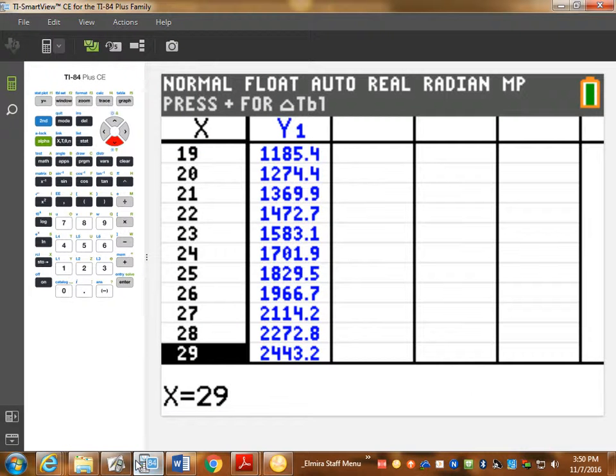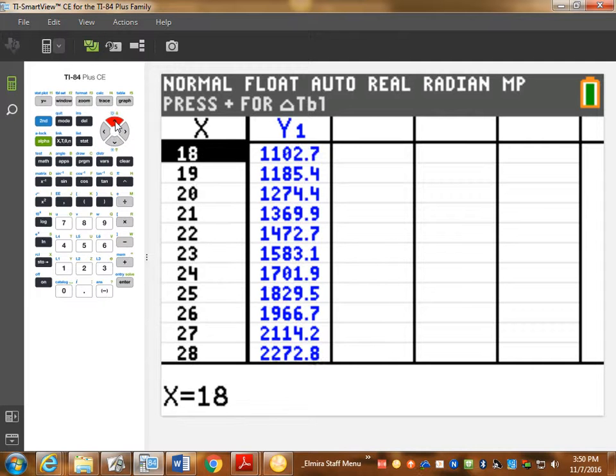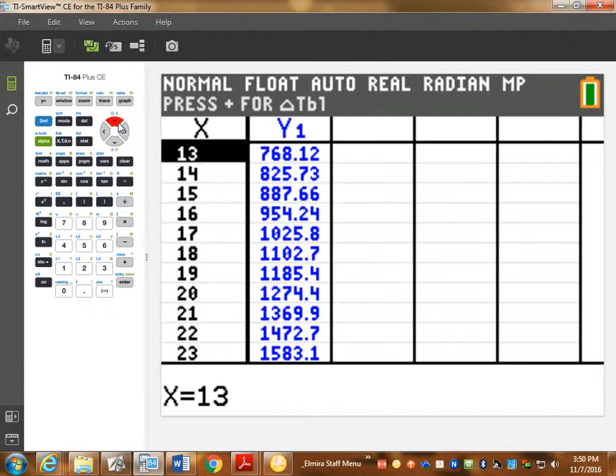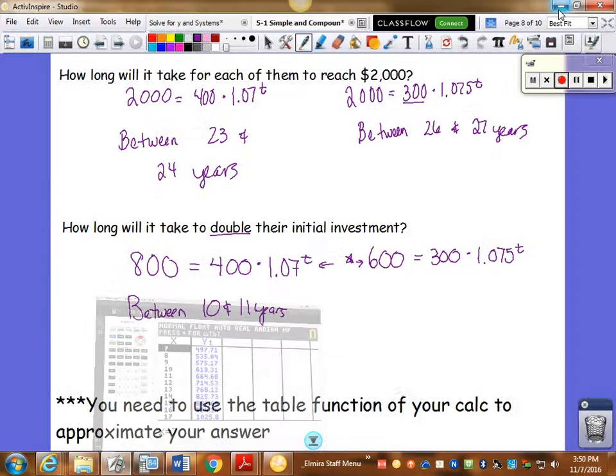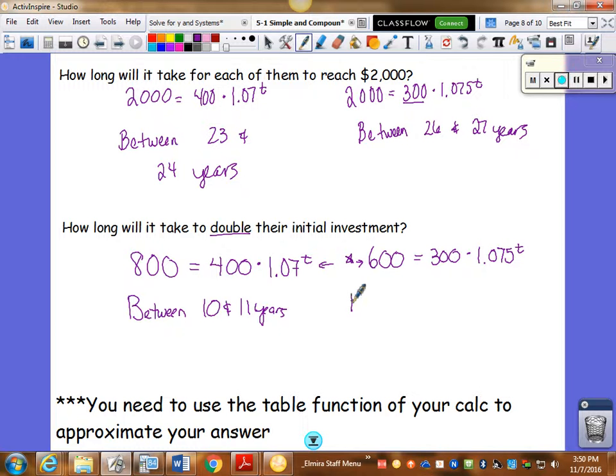Okay, so we're looking for $600. I'm going to have to scroll up. Oh, there it is. Okay, so 600 is going to be between 9 and 10 years. So you can only do this on your graphing calculator using your table function.